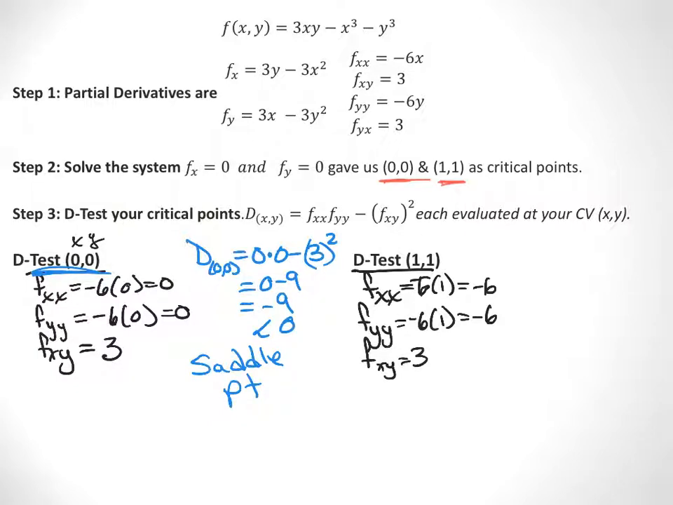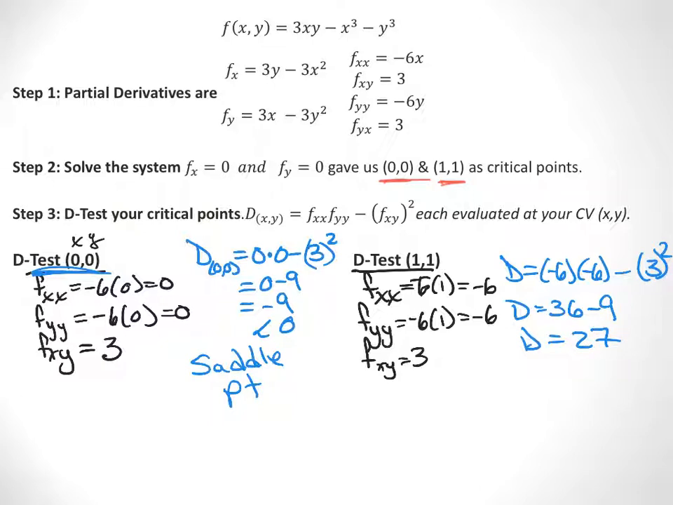So we can go ahead and find that D value. D is equal to negative 6 times negative 6, minus the quantity 3 squared. So D is equal to 36 minus 9. D is equal to 27.